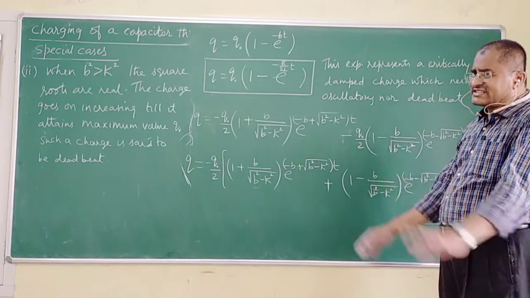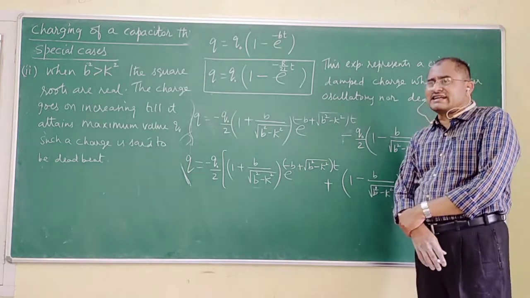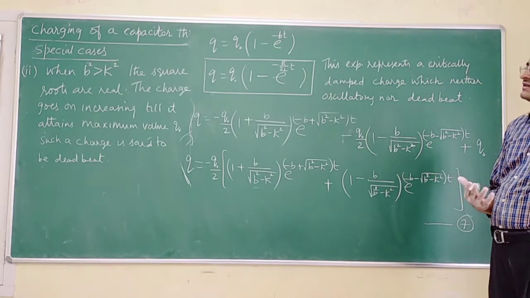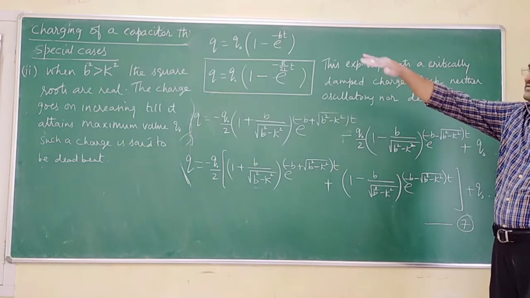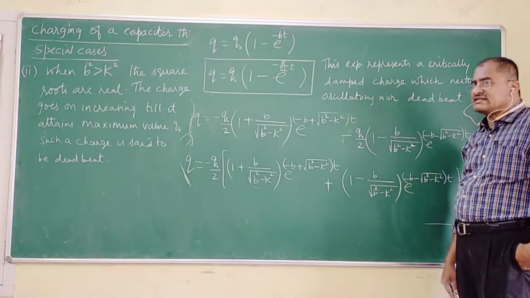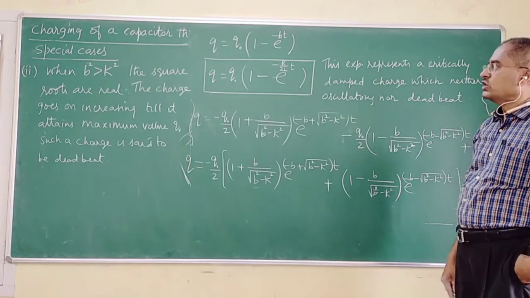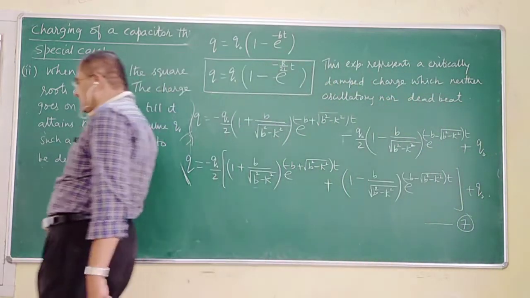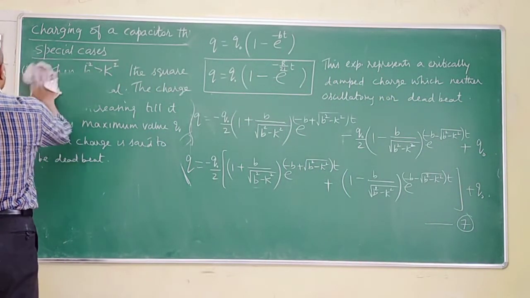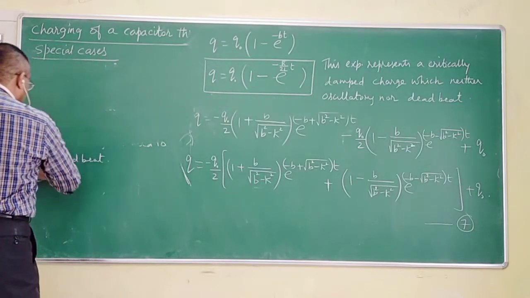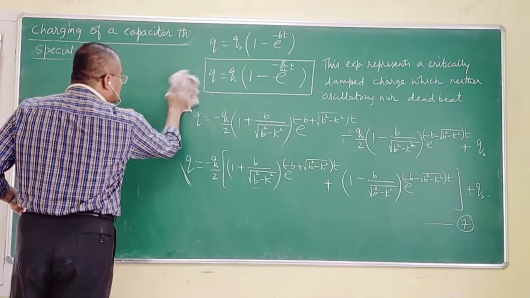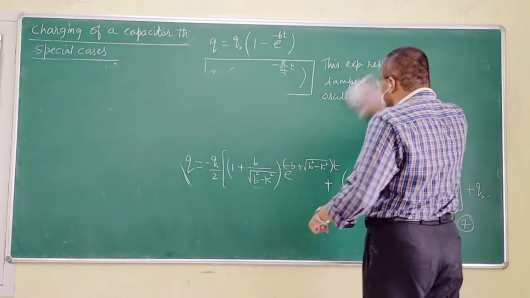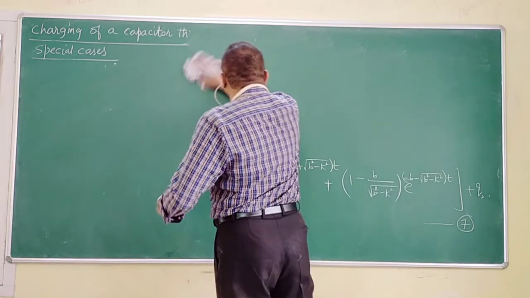So the second case becomes very simple, because b squared is greater than k squared. Naturally the roots will be real. When the roots are real, it goes to say that the charge keeps increasing till it attains a maximum value Q naught, and such a charge you call deadbeat. Now let us see the final case as well. I will rub this off to go into the final case. I will also rub this part because I need only equation 7.